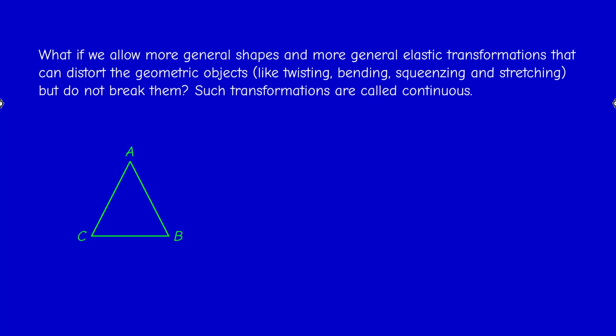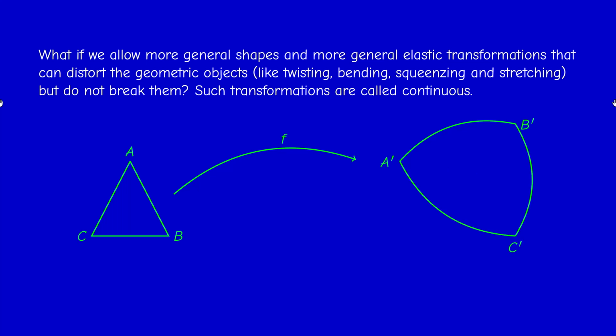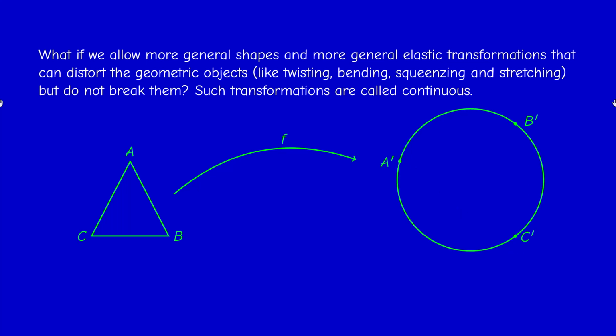So we can, for example, distort a triangle ABC into another triangle shape, A prime, B prime, C prime, but it's a little bit distorted. I can make it look more like a circle, and I can actually transform it into a circle, and I can go back also without breaking the object. So this is an example of what we'll call a homeomorphism.